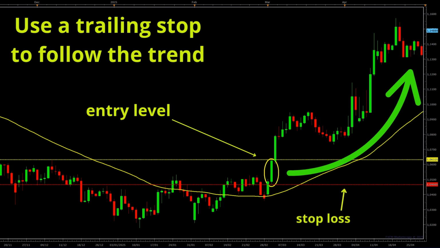Here is the entry candle and the resulting explosive move. If you used a trailing stop, your trade management would simply be following the trend with the stop loss below the low of the preceding swing or candle, allowing you to capture the bulk of this uptrend.